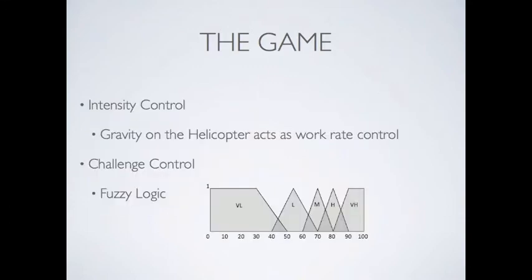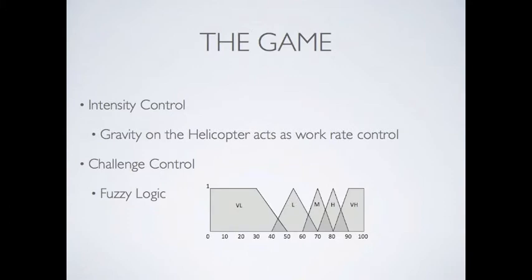The intensity in the game is controlled by the gravity operating on the helicopter. The greater the gravity, the harder the user has to cycle. For example, if a player is cycling too slow, the game control module will increase the resistance so that the user has to work harder, and it raises the user's heart rate.